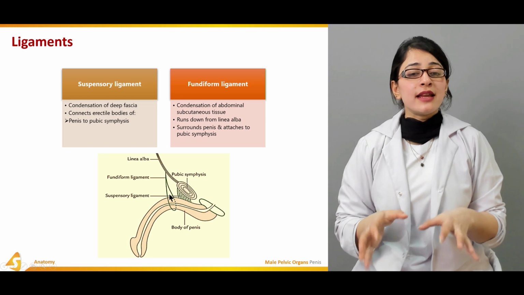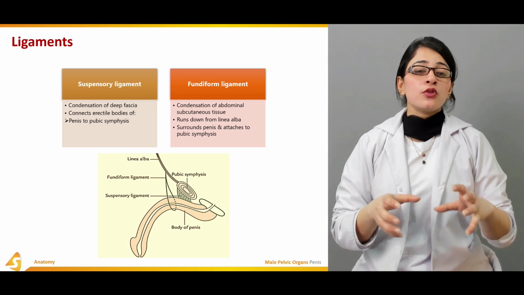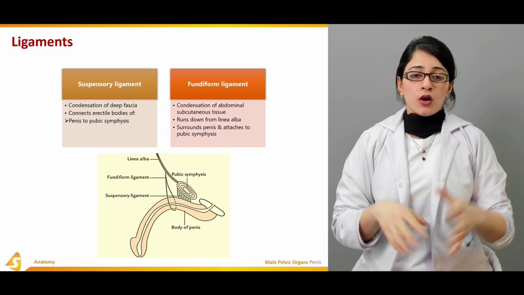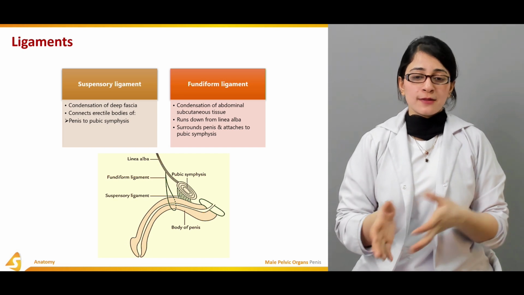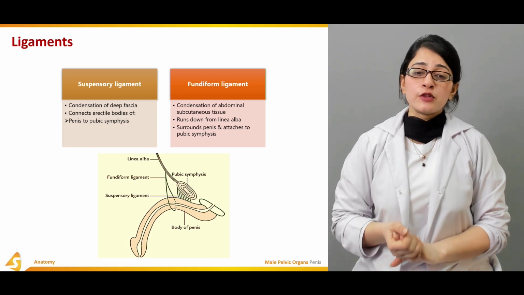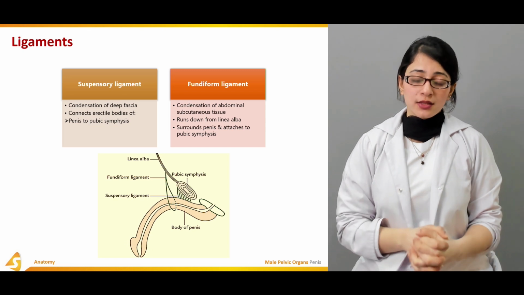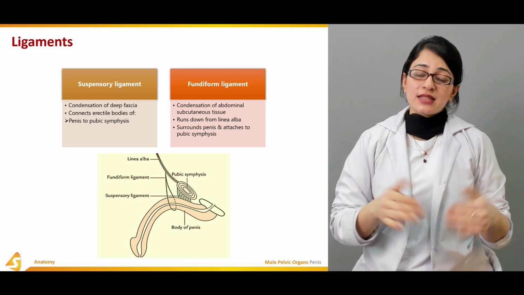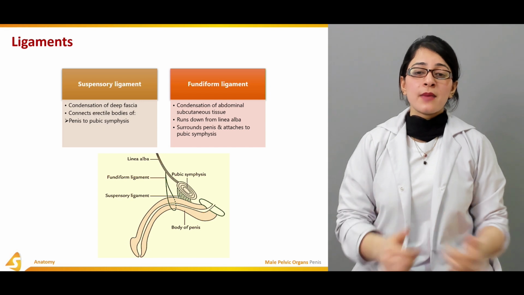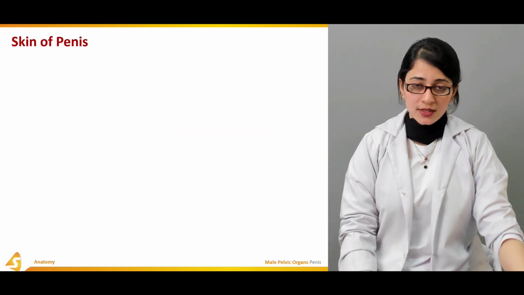As the name indicates, the suspensory ligament causes the suspension of the penis to the pubic symphysis. But the fundiform ligament is basically the condensation of abdominal subcutaneous tissue running down from the linea alba, surrounding the penis and attaching to the pubic symphysis.